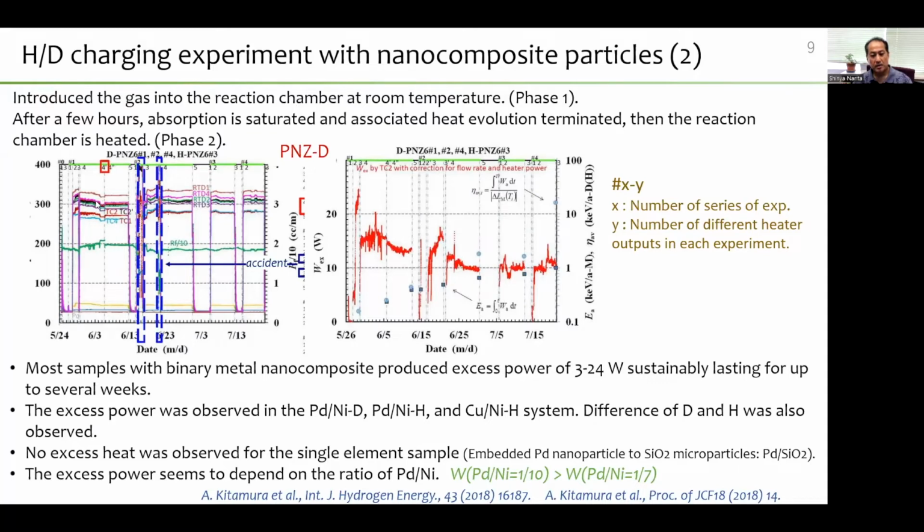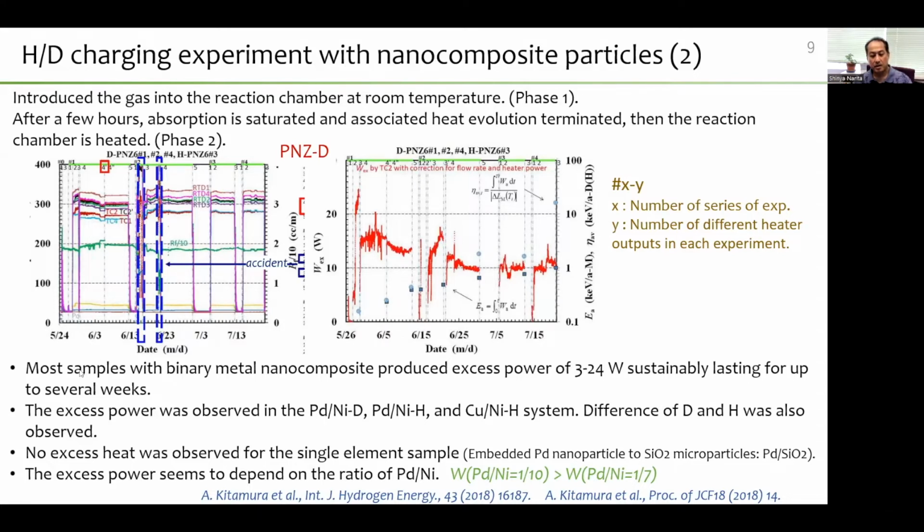and it lasted for several days. Then at this point, the experiment is suspended, and the next experiment is performed. And this figure is the excess energy obtained from the left plot.